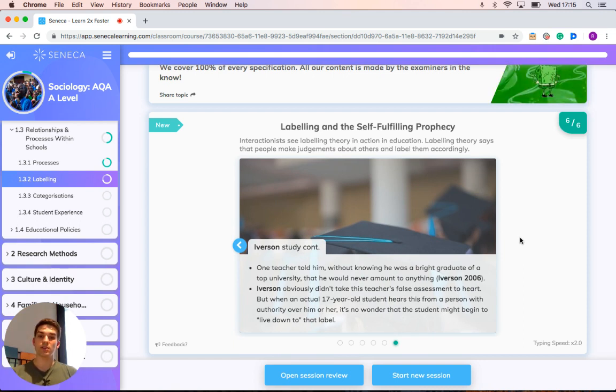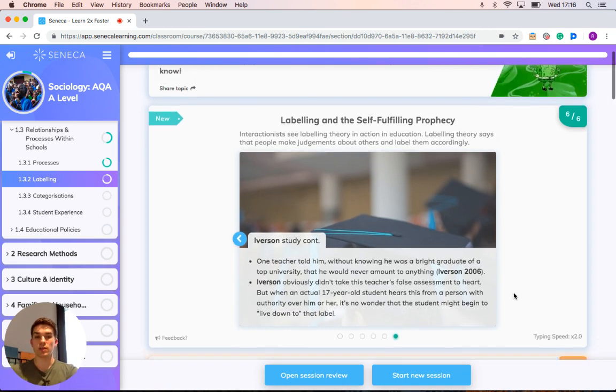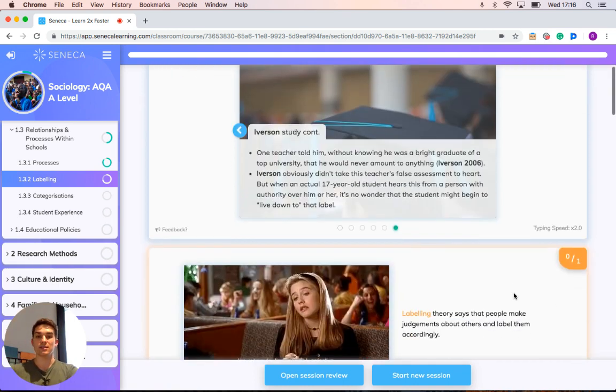Iverson obviously didn't take this teacher's false assessment to heart, but when an actual 17-year-old student hears this from a person with authority over him or her, it's no wonder the student might start to believe that they don't have much to live up to, and they might end up working towards that label rather than fighting against it. That's what Iverson's study showed in 2006.